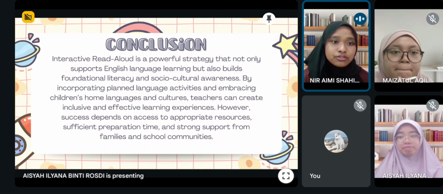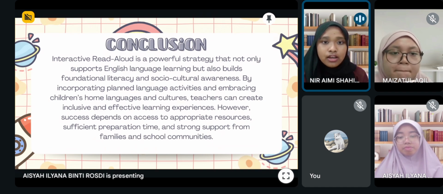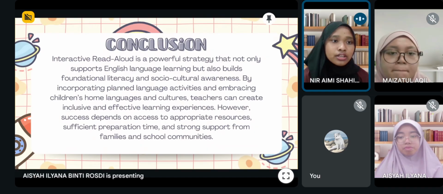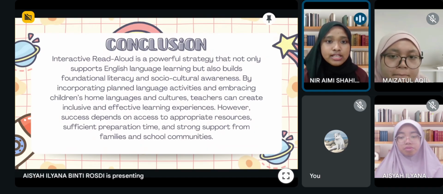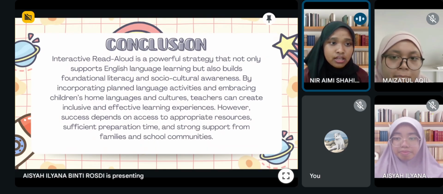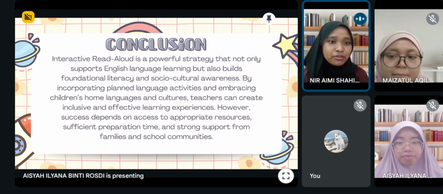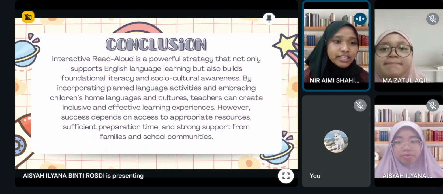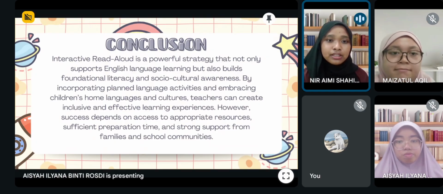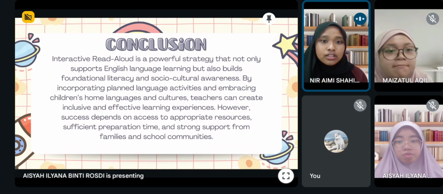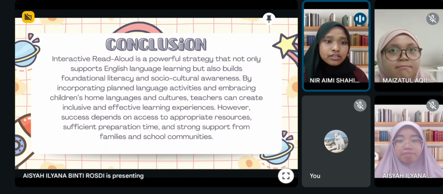While there are real challenges such as language mismatch, lack of time or resources, and differing expectations from families, these can be addressed through creative planning, collaboration, and ongoing professional development. In the end, stories bring people together, and in a multilingual classroom, interactive read aloud can be the bridge that connects language, culture, and hearts.